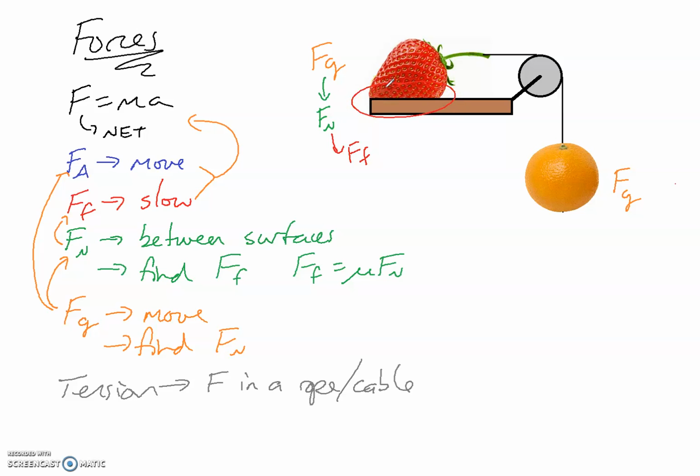The orange obviously doesn't have any friction because it's not actually sitting on anything. So in that case, the force of gravity would find the Fn. The Fn could be used to find the friction for the strawberry.